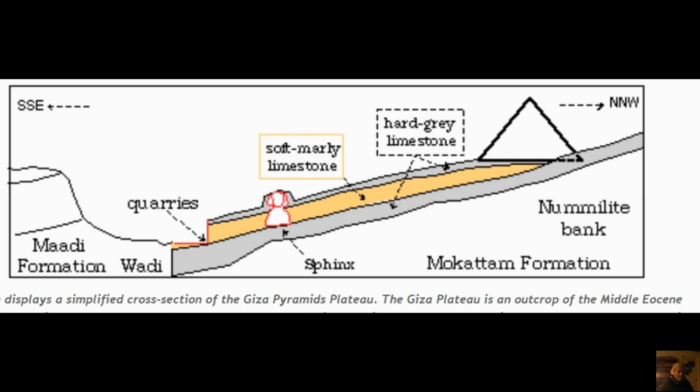And here's a simplified version of that, showing the hard gray limestones on the top and the bottom with the soft marly limestone here. And here's the head of the Sphinx, and it's right in here. Not sure why they're showing that. I think the layer really was probably thicker, but they're probably just trying to keep it to scale here or something. Thicker, and all of this harder limestone layer on the top was actually quarried right off, and then they're quarrying away down here too.